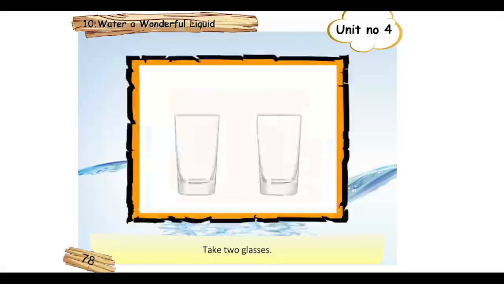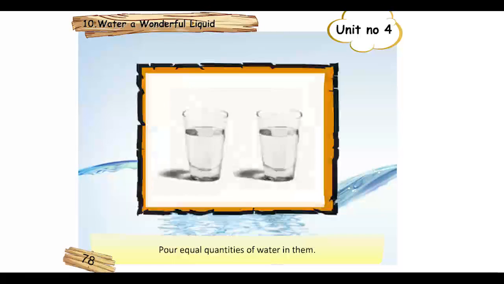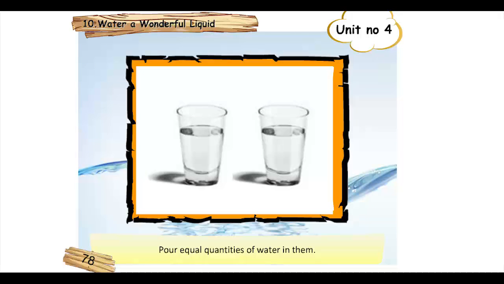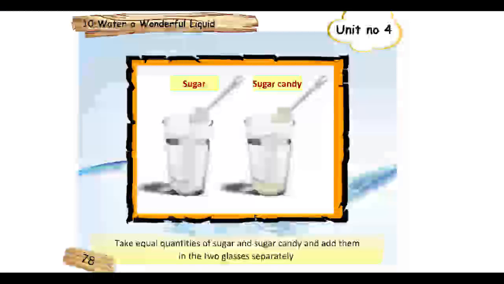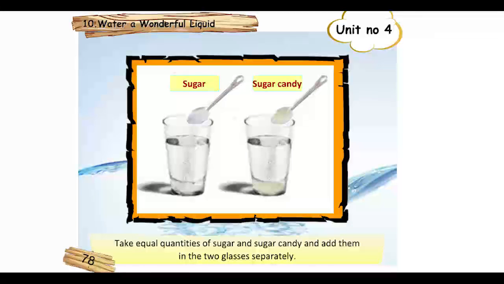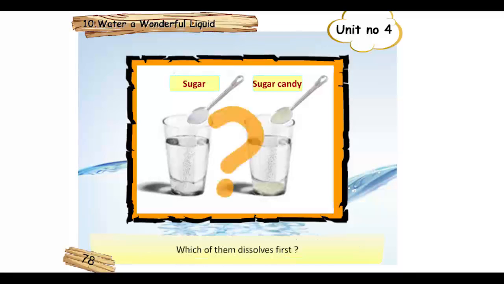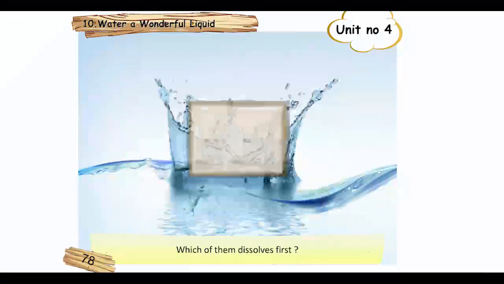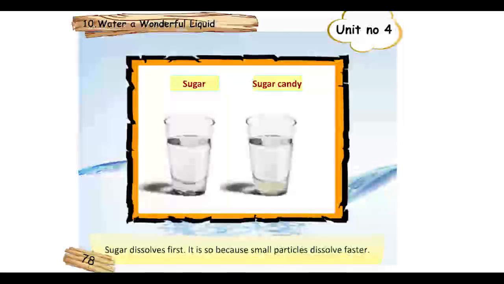Activity. Take 2 glasses. Pour equal quantities of water in them. Take equal quantities of sugar and sugar candy and add them in the 2 glasses separately. Which of them dissolves first? Sugar dissolves first. It is so because small particles dissolve faster.